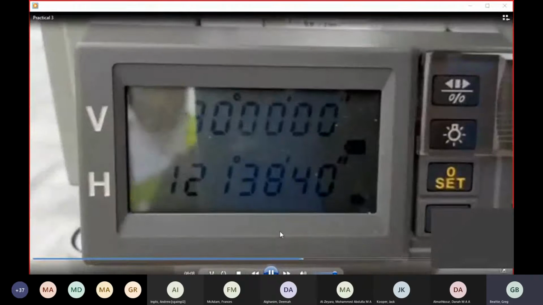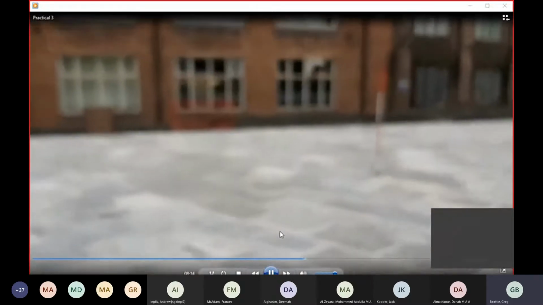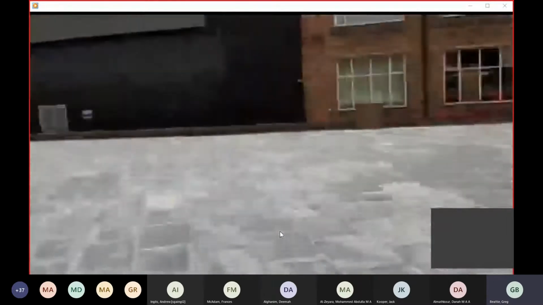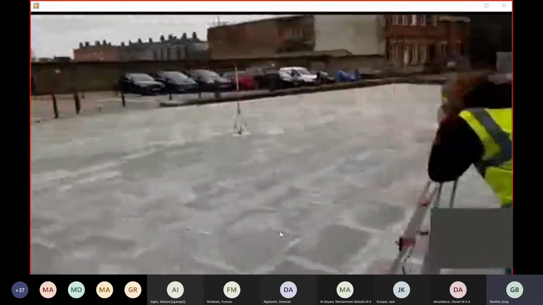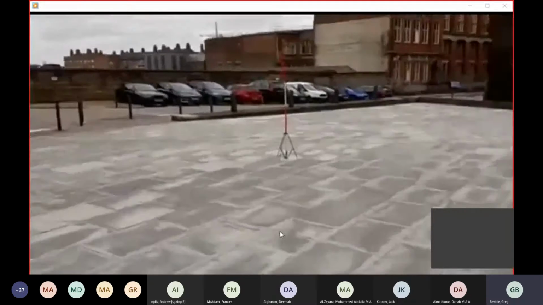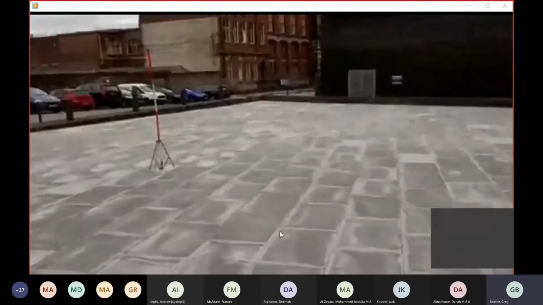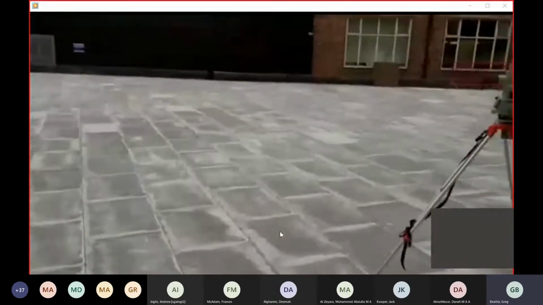The angle is 121 degrees, 38 minutes, 40 seconds. So that's actually the pure angle reading. In this case, you don't have to do 360 minus that angle. This is the only one station in the traverse that we covered where that is the case. All of the others, we've gone right to left, so the angles are 360 minus the angle shown on the theodolite.